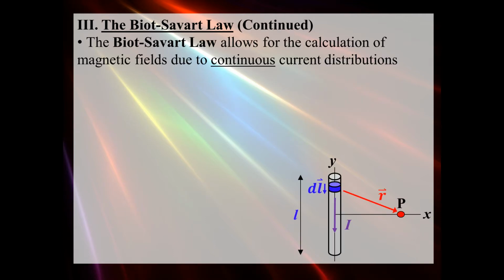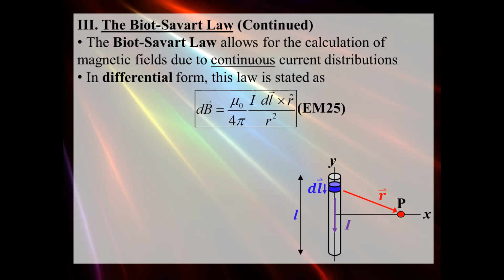Now, it turns out the Biot-Savart law actually gives us the equation for this. It allows us to determine the magnetic field due to a wire that has current running through it, a continuous current distribution. In differential form, this is what the law is stated as, and this is actually on the formula sheets. This is not something you need to memorize, so we can just go ahead and start with the equation in this format. Now, the equation is a nightmare.